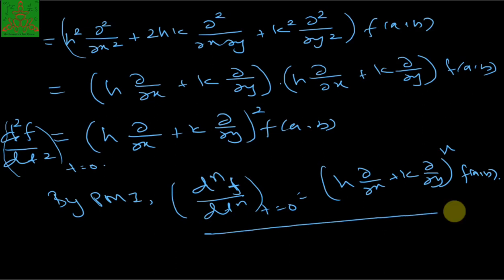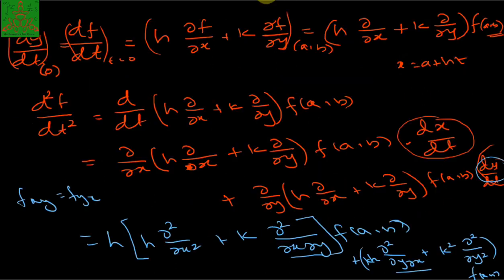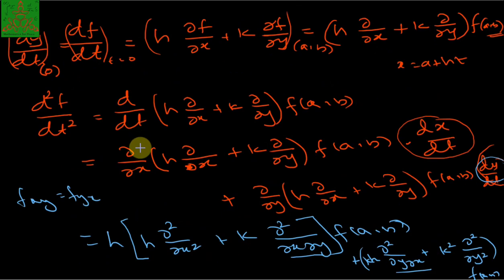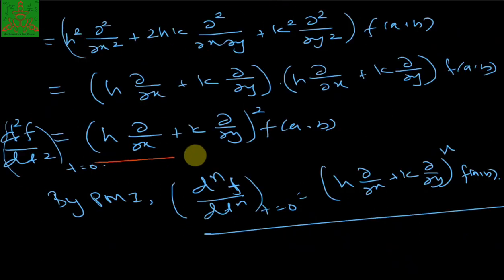And if I use this expression in our previous expression that we have here, g of 1 we have already calculated, that is f(a+h, b+k), so that's why this is g of 1. G of 0 is f(a,b). G dash we have calculated here at the point (a,b). G double dash we have calculated on the next page, that is here.